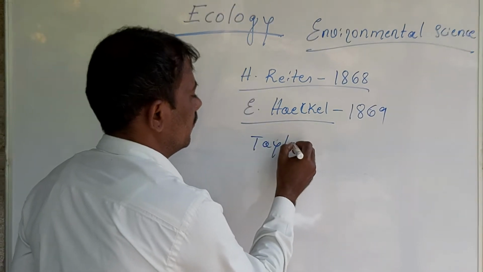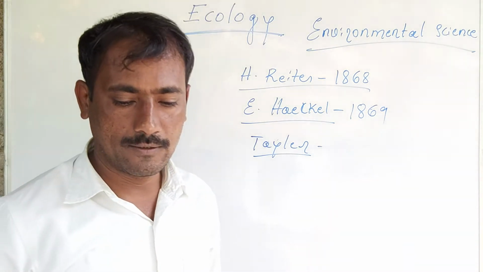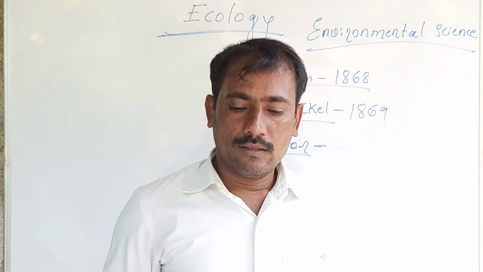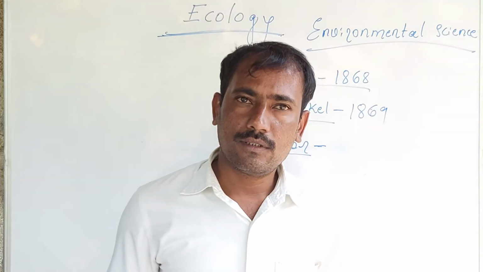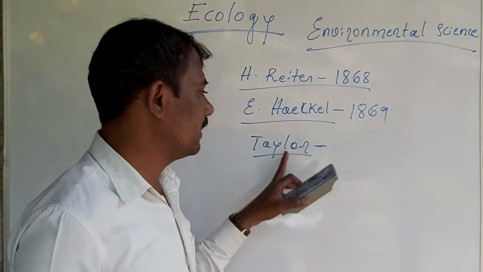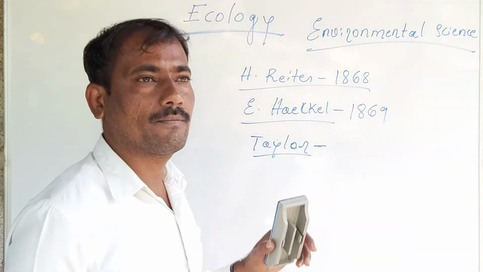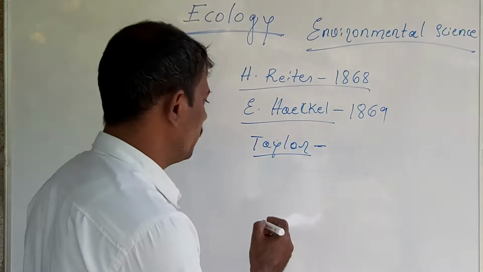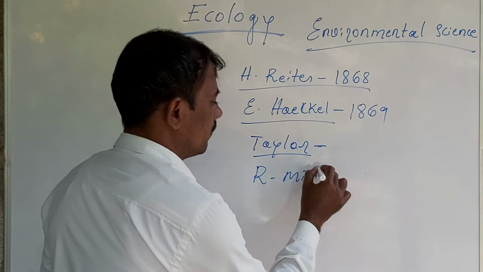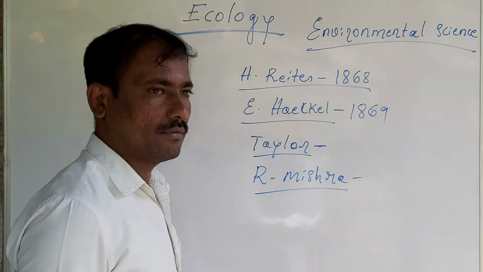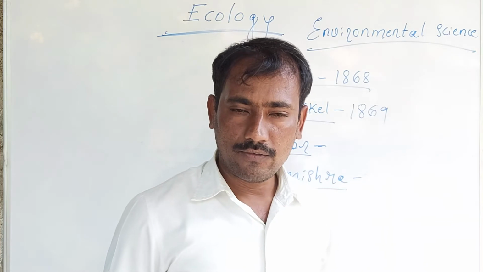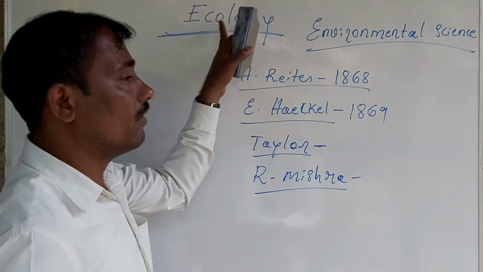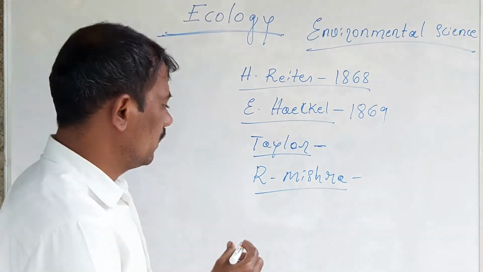On the other hand, Taylor, another famous ecologist, also defined ecology: the science of all relationships of all organisms with their environment. And the famous Indian ecologist R. Misra, or Mishra, also gave a definition: the study of the interactions of form, function, and factors is known as ecology by R. Mishra.